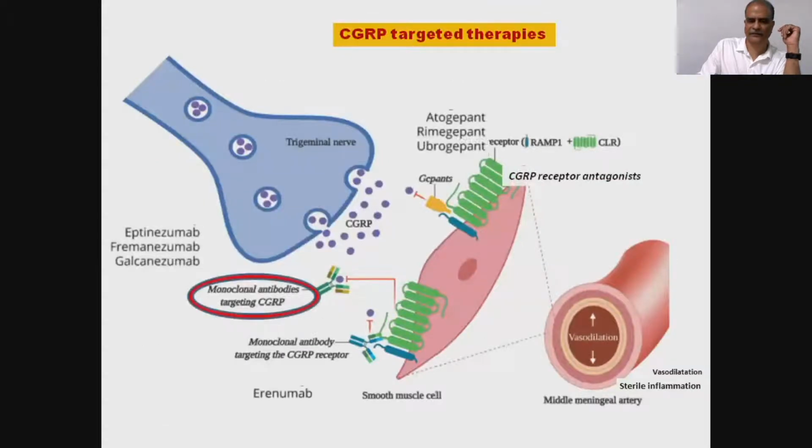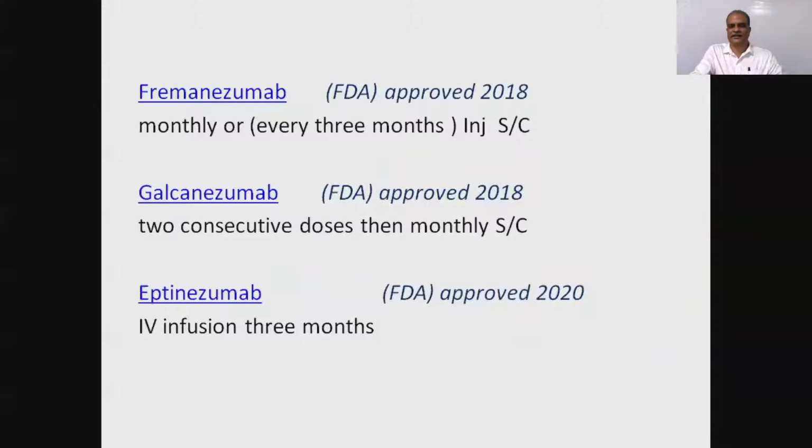The next group of drugs targeting CGRP is monoclonal antibodies, which can bind. So when the substance is getting released, if there are enough monoclonal antibodies targeting these molecules, they can bind and prevent them from working downstream. There are 3 drugs to be used here, and you have to give them as a subcutaneous injection, either every month or every 3 months, and one of them has to be given as an IV infusion. So this is the other target where we can use them.